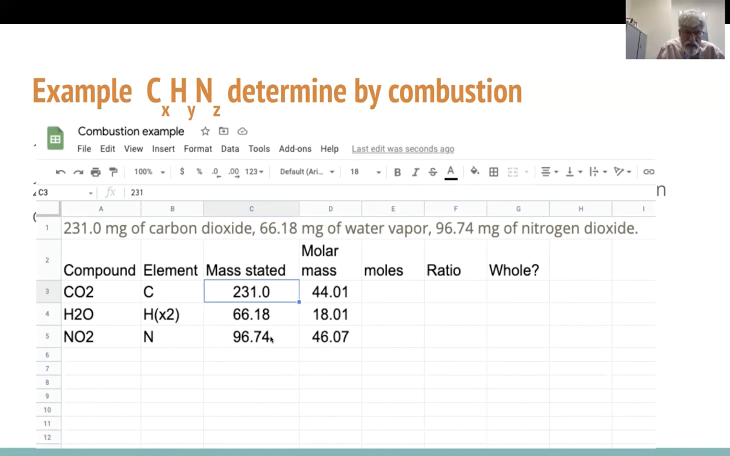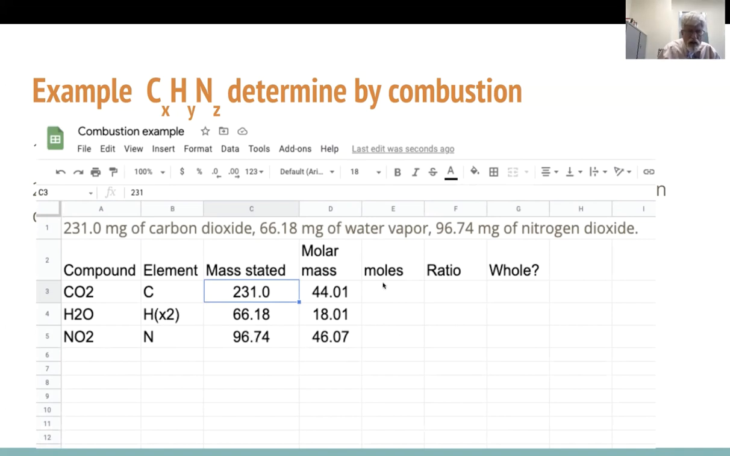Taking the data as stated in the problem, I put the molar masses. This is the molar mass of CO2, not the atomic weight of carbon. It's CO2 that our combustion analysis gives us. This is the molar mass of water, although I think it should be 18.02. It does not impact our results by putting that 18.01 there. And nitrogen dioxide I calculate to be 46.07 grams per mole. This now is going to tell me the moles of carbon dioxide molecules, water vapor molecules, nitrogen dioxide molecules.